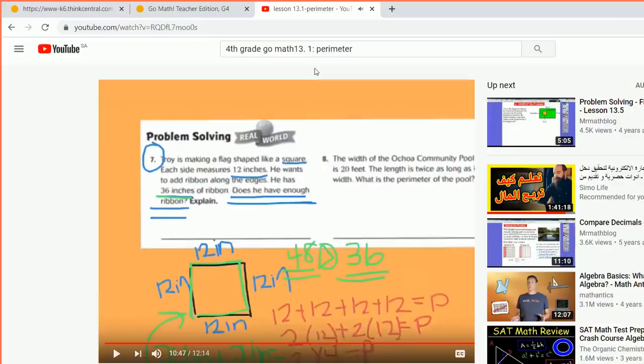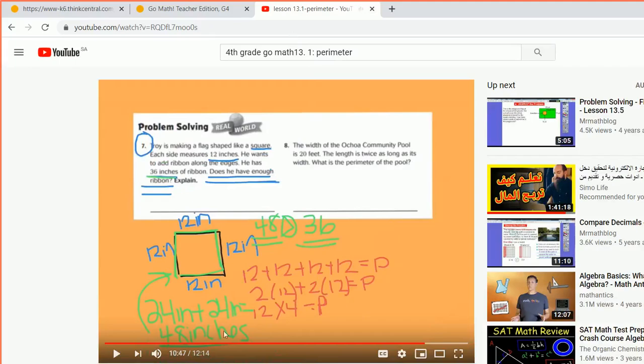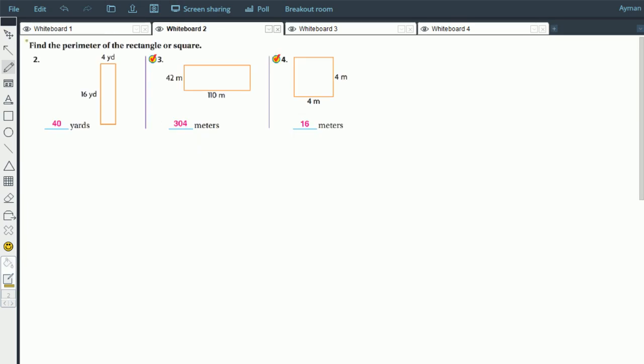Now we will go on to solve, but first of all, we will revise. To find the perimeter, here we have 16 and 4 yards, 16 plus 4, 20. 20 by 2, it will be 40 yards. The next one, 42 meters and 110 meters. We can add them together, which is 152, because 42 plus 110 is 152. We will multiply it by 2, it will be 304.